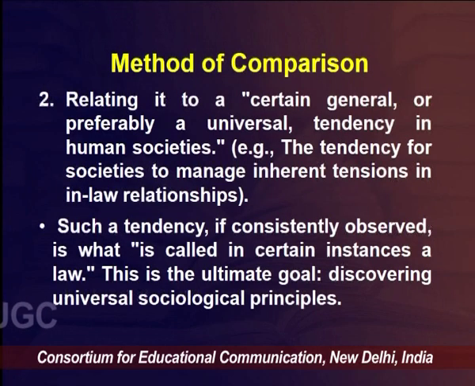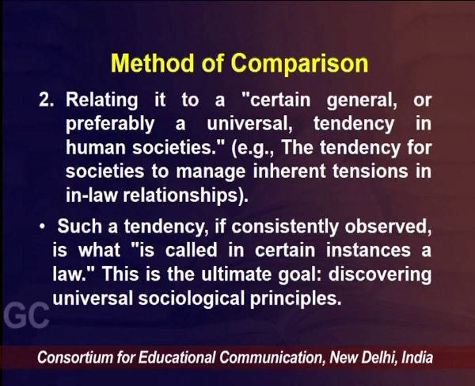Number 2, relating it to a certain general or preferably a universal tendency in human society. Example, the tendency for society to manage inherent tensions in kinship relationships. Such a tendency, if consistently observed, is what is called in certain instances a law. This is the ultimate goal, and the ultimate goal is discovering universal sociological principles. So, he makes a difference between the historical and the comparative method.